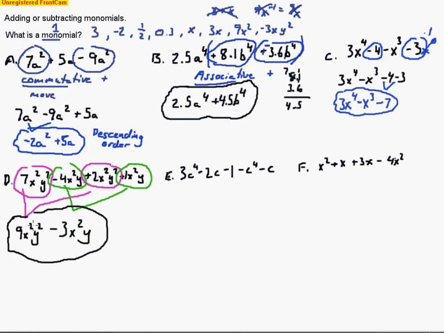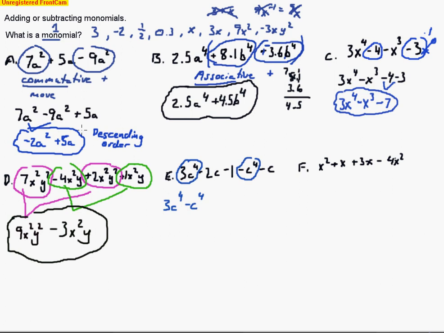Well, we can't combine them because they don't have the same exponent on the y. Well, let's take a look at the next one here. We've got a c to the 4th, a 3c to the 4th. So this term right here, we're going to collect with this term right here. And they're opposite in sign, so I'll end up subtracting. Let's just write them next to each other: 3c to the 4th minus c to the 4th.